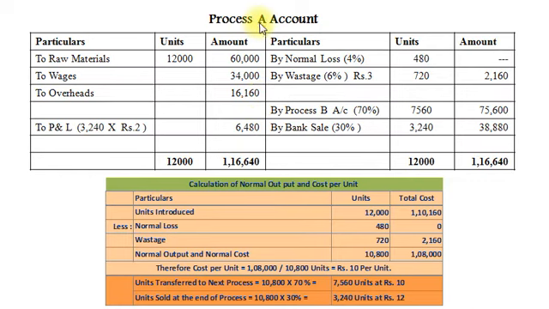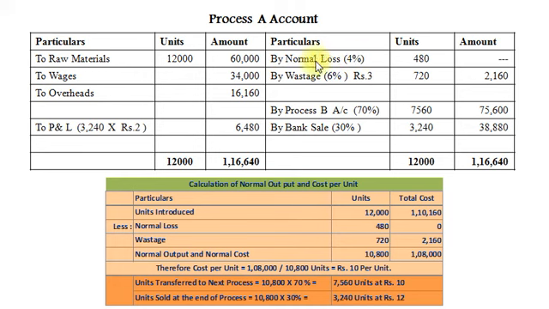First, process A account. On debit side, particulars, units, amount, and on credit side, particulars, units and amount. First of all, on debit side, to raw materials introduced: 12,000 units at rupees 5 per unit, total amount 60,000. Again debit side, to wages paid for process A, 34,000. To overheads, rupees 16,160.